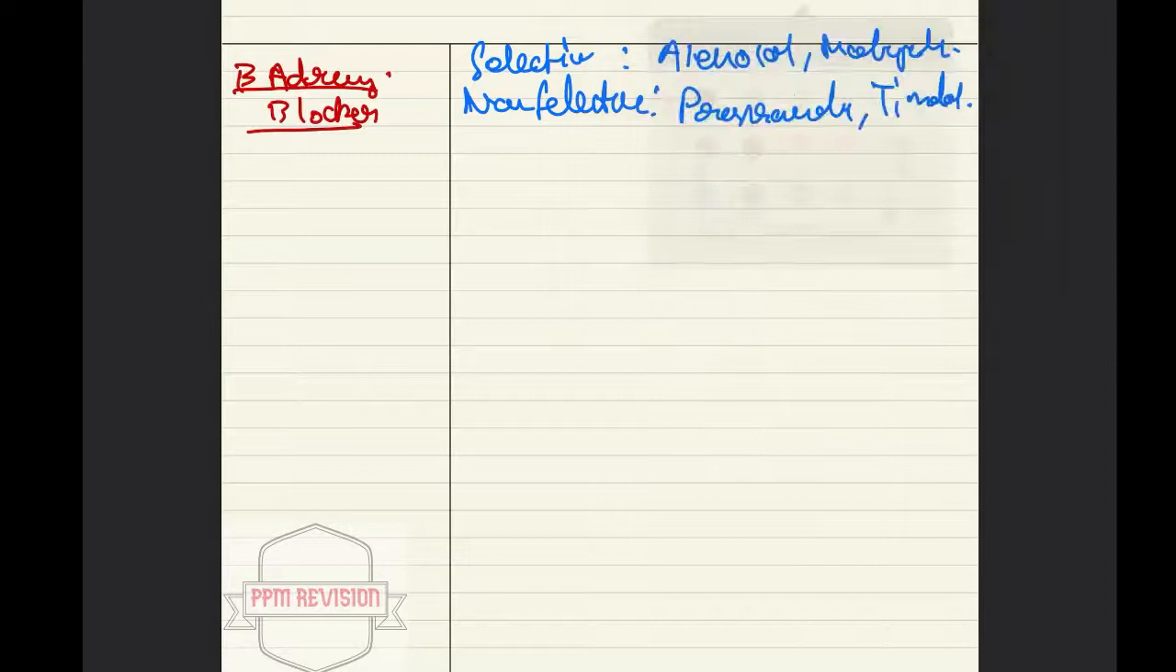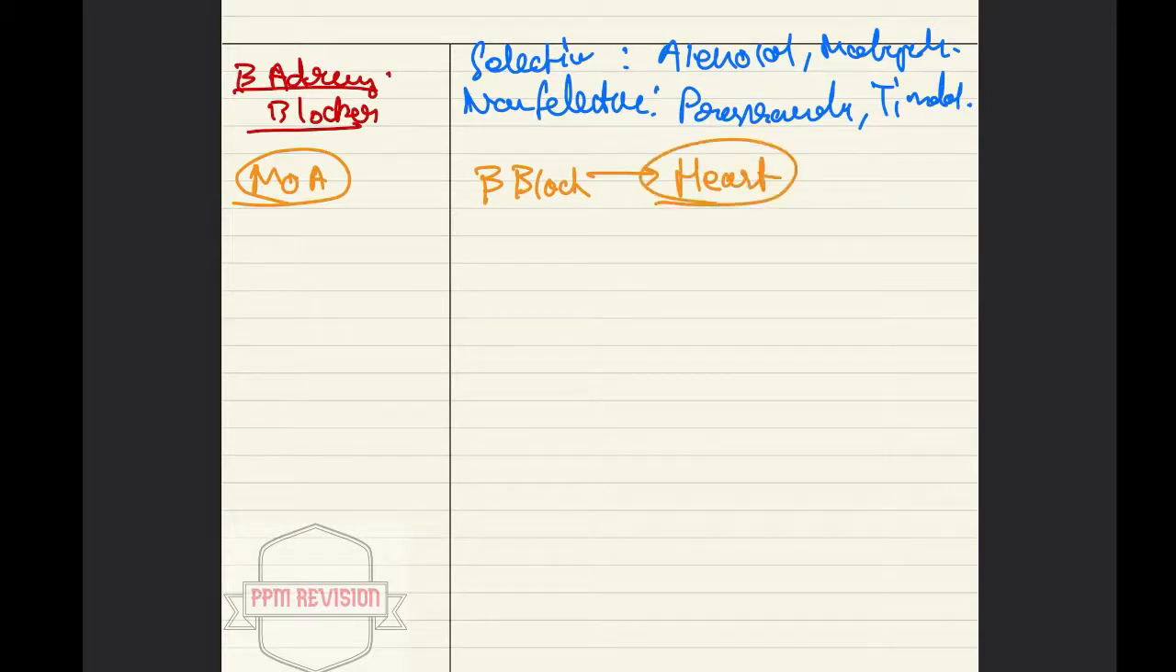So, quickly giving a note on mechanism of action. The beta blockers act on the heart, and as we know, they decrease the heart rate, decrease the force of contraction, and decrease the cardiac output. As a result of these three, it results in lower BP.